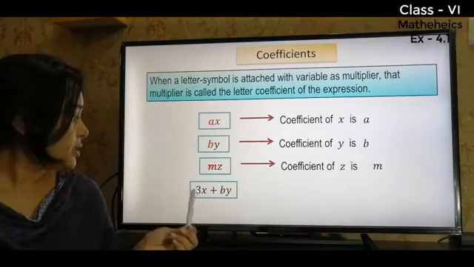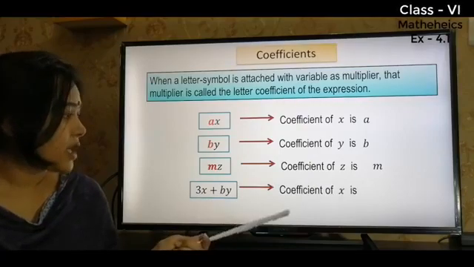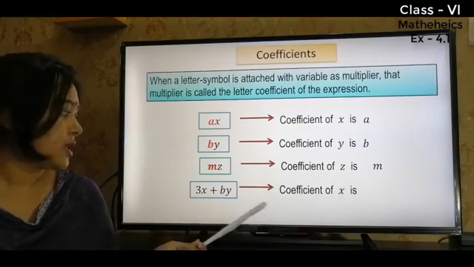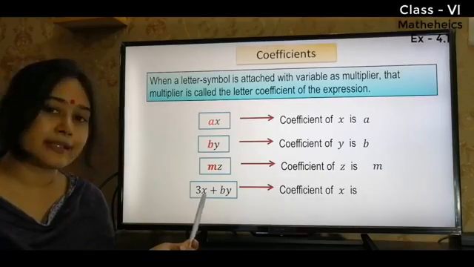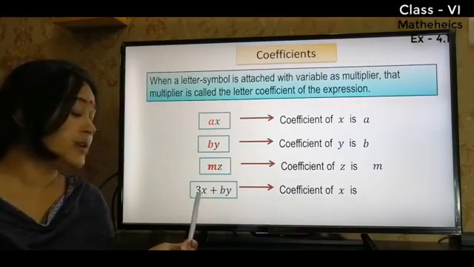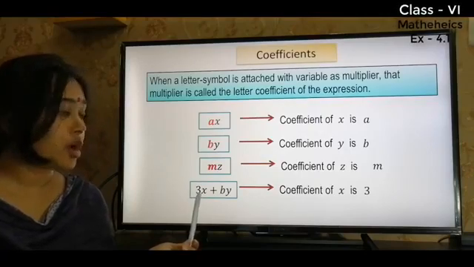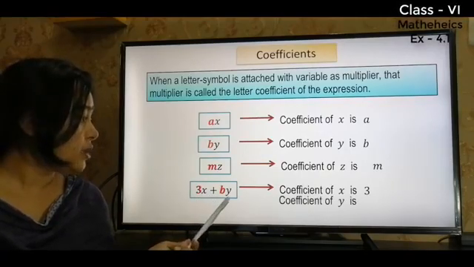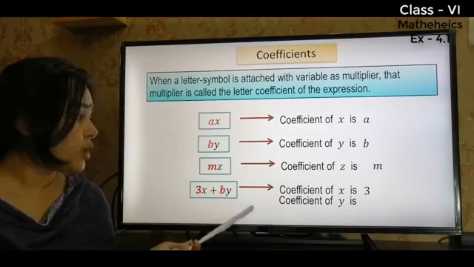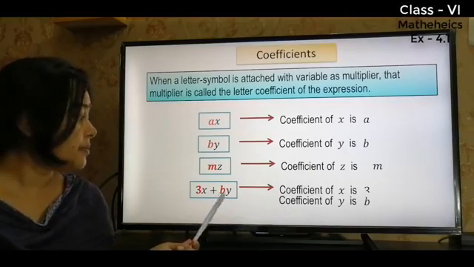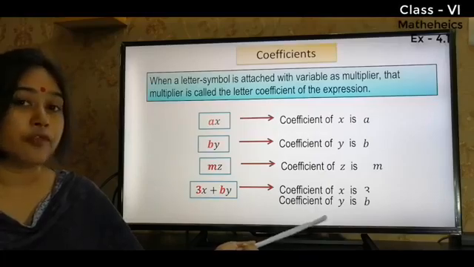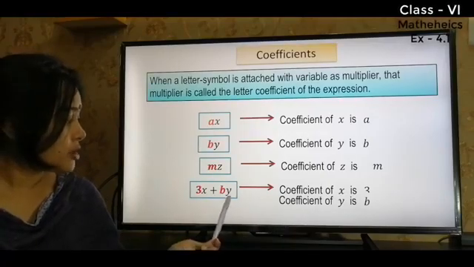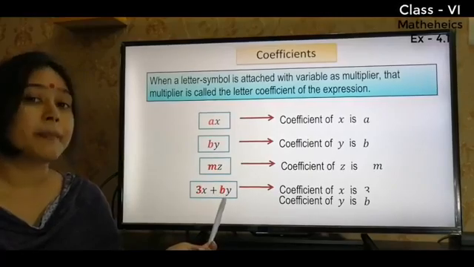And here 3x plus by. For the coefficient of x, you can see 3 is attached with x. That means this is a number. So the coefficient of x is 3, and in by the coefficient of y is b, because the question asks to find the coefficient of y. So the coefficient of y will be b.